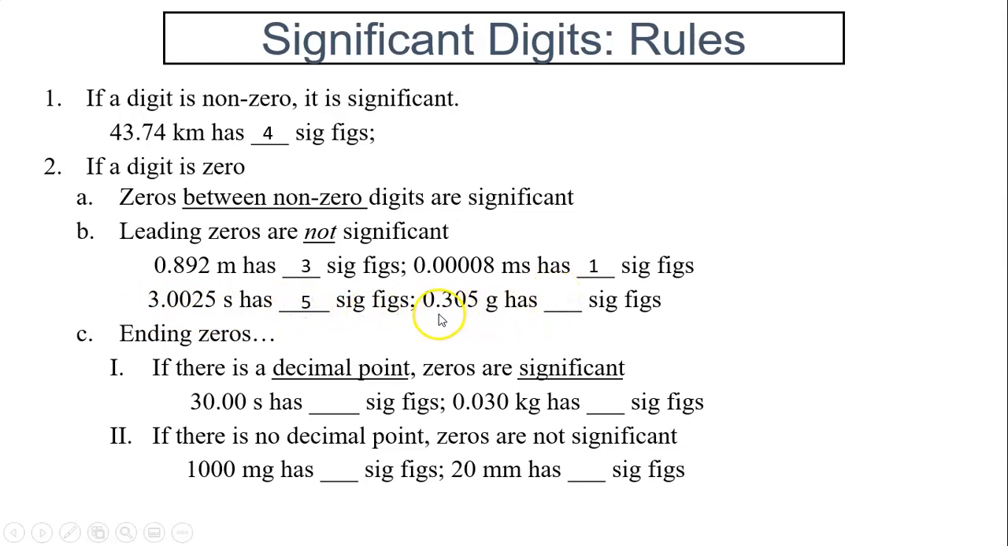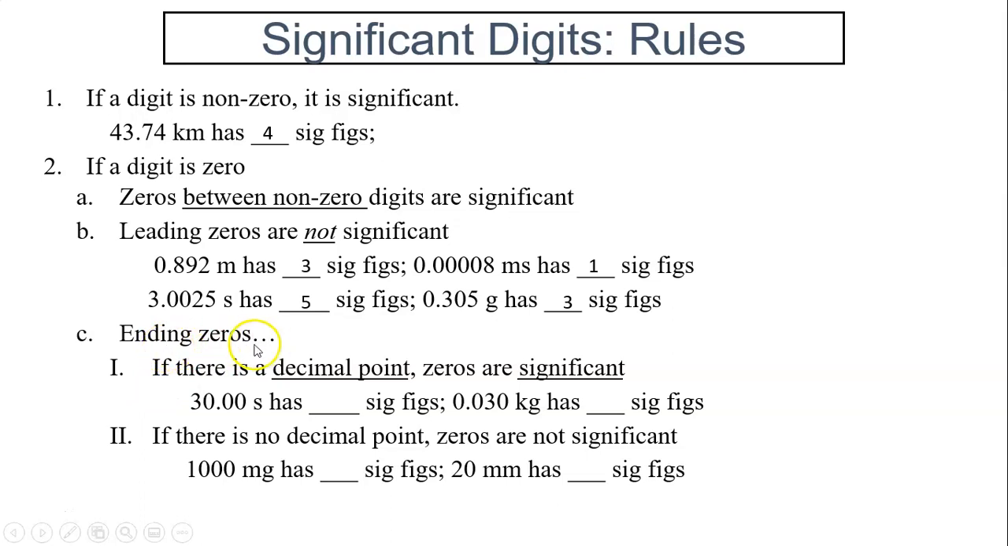How about this one? They have 2 zeros. One 0 is between the numbers, so this is significant. But this other 0 is a leading 0. Leading zeros are not significant. So this 0 is not significant, but this 0 is significant. So altogether it has 3. So this is a 0 between non-zeros, and a leading 0.